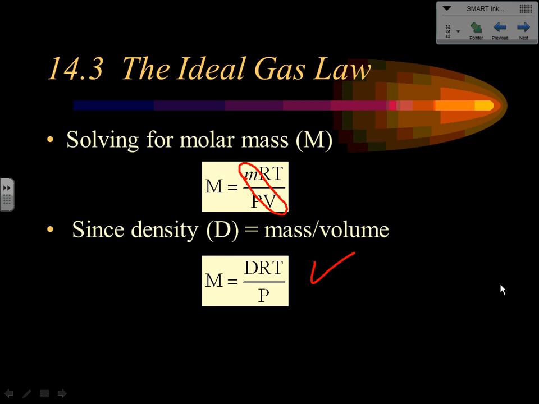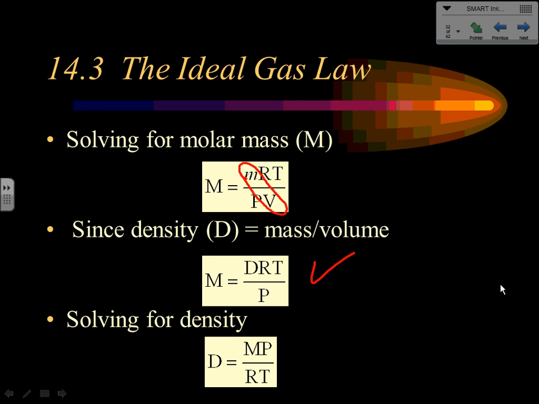So if the question asks you, what is the molar mass of a gas, this is the form we would end up using here. So that's one thing we could do in a particular problem. Now, if we want to find the density of a gas, if we just rearrange that equation a little bit, we get density equals MP over RT. Now, both of these are the same equation, so you don't really have to know both of them. You just really need to know one.